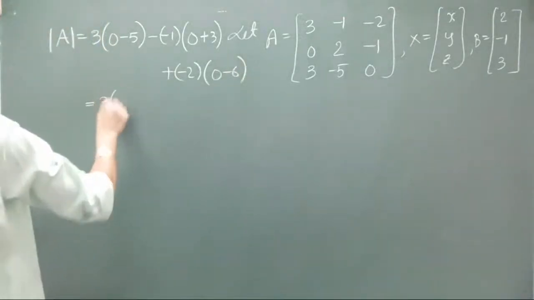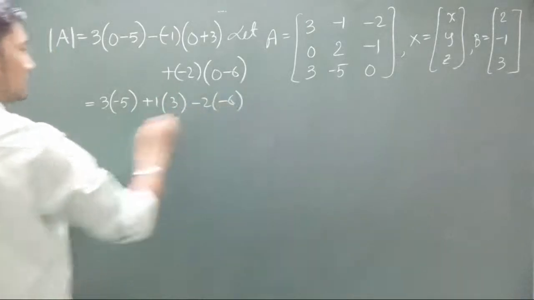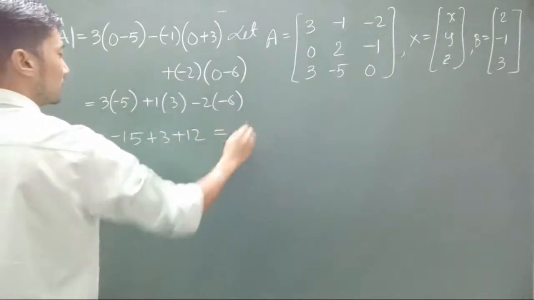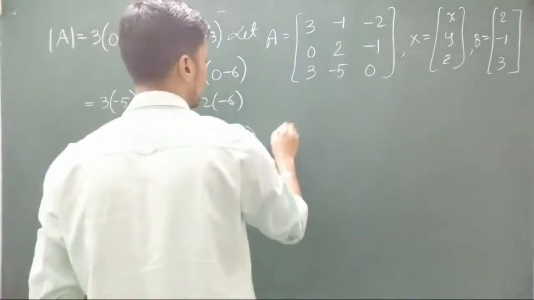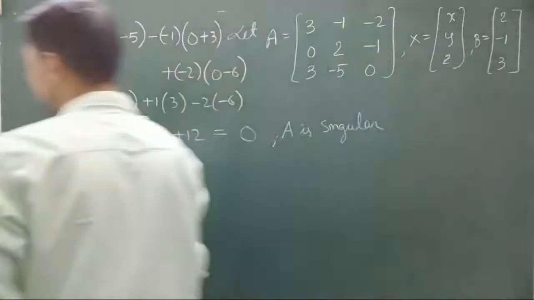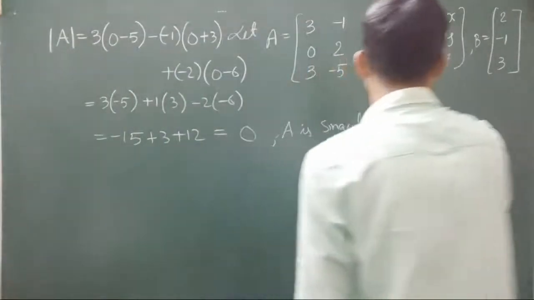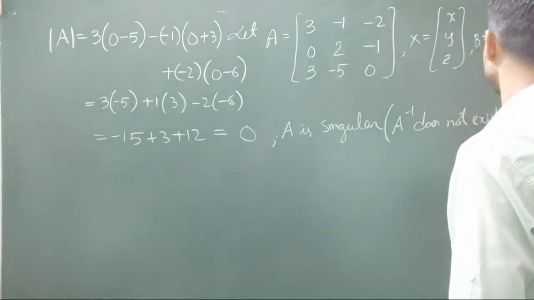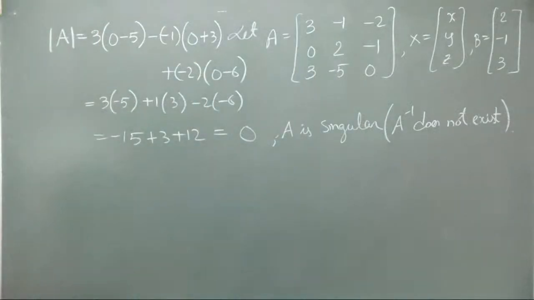So what do we get? 3 into minus 5, plus 1 into 3, minus 2 into minus 6: minus 15 plus 3 plus 12. What do we get? 12 plus 3 is 15, minus 15, that is equal to 0. That means A is a singular matrix. So that means A inverse does not exist.